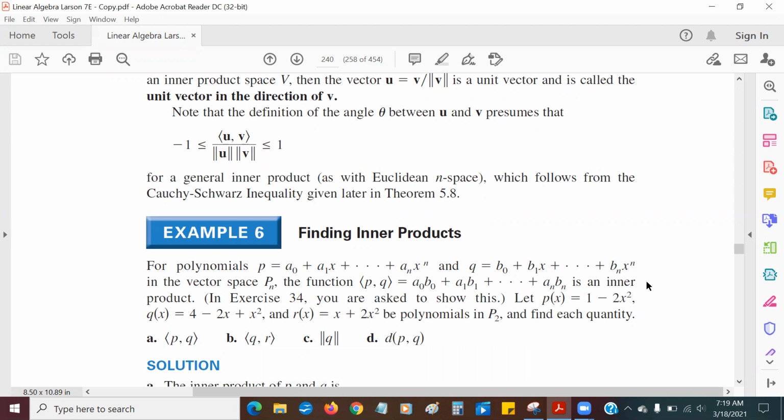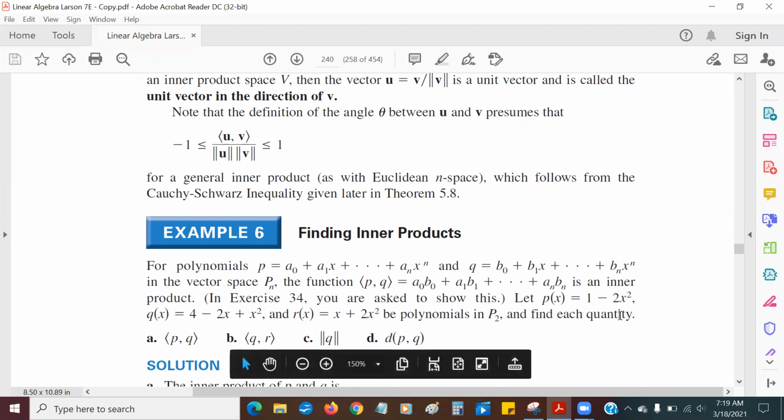Anyway, we're going to take two particular polynomials. P of x is going to be 1 minus 2x squared. Q of x is going to be 4 minus 2x plus x squared. And then we're going to take a third polynomial, R of x equals x plus 2x squared. And we want to find the inner product of P and Q, the inner product of Q and R, the length of Q, and the distance between P and Q. So I'm going to let you pause the video and work it out.